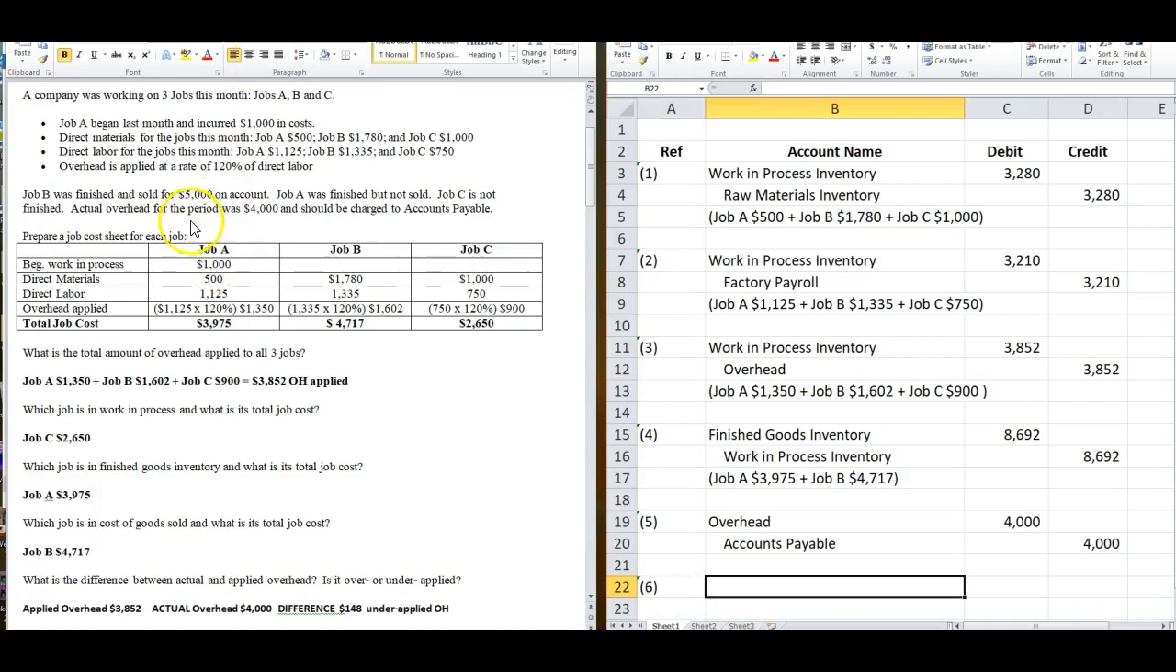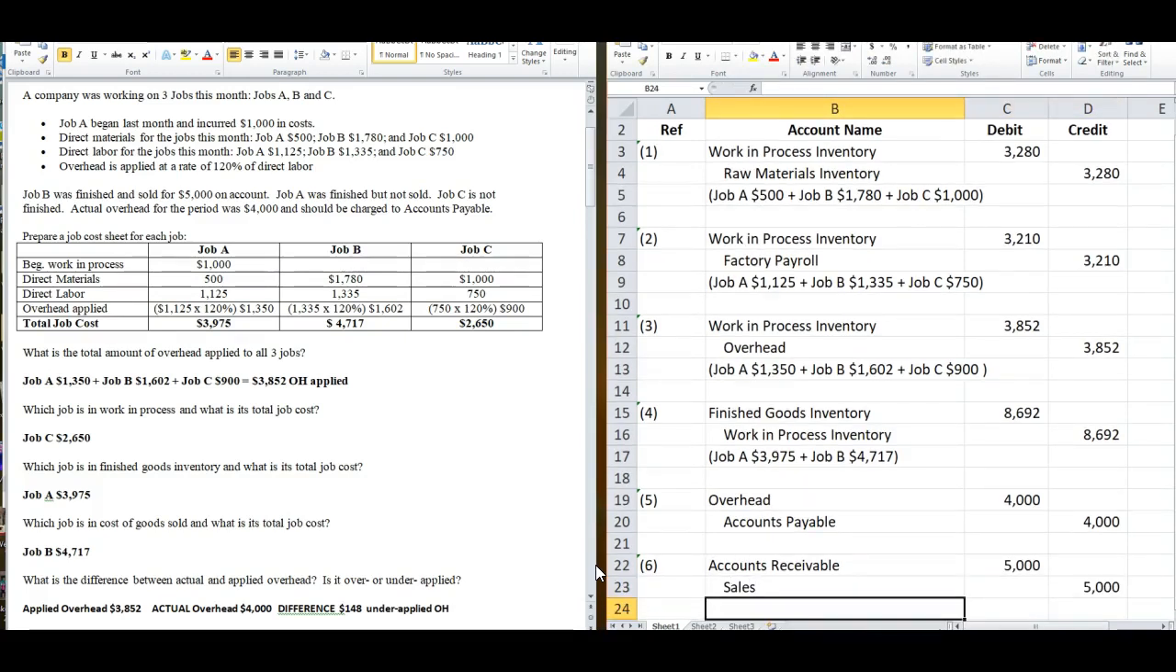All right, so we've recorded actual overhead. Now we need to deal with job B being sold. If job B was sold for $5,000 on account, anytime we sell something, remember there are 2 transactions. There's the customer side, what we charge the customer, and then there's the cost side. It says it was sold for $5,000 on account. If it's on account, that means we haven't received the money from the customer. So we're going to debit accounts receivable for $5,000, and we record sales for $5,000. That's for the amount of the sale.